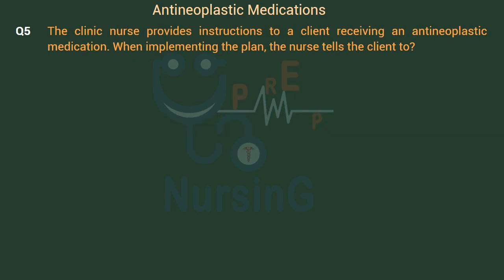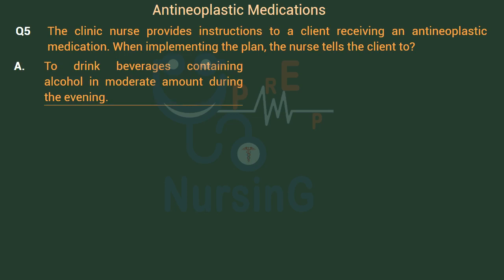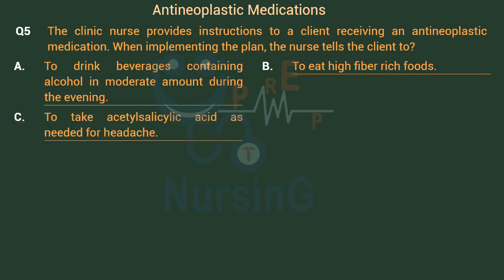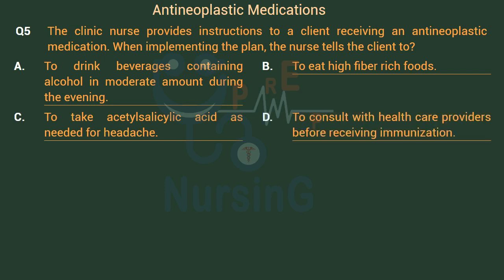The clinic nurse provides instructions to a client receiving an antineoplastic medication. When implementing the plan, the nurse tells the client to Option A, drink beverages containing alcohol in moderate amount during the evening. Option B, eat high-fiber rich foods. Option C, take acetylsalicylic acid as needed for headache. Option D, consult with healthcare providers before receiving immunization. Right answer is Option D, consult with healthcare providers before receiving immunization.